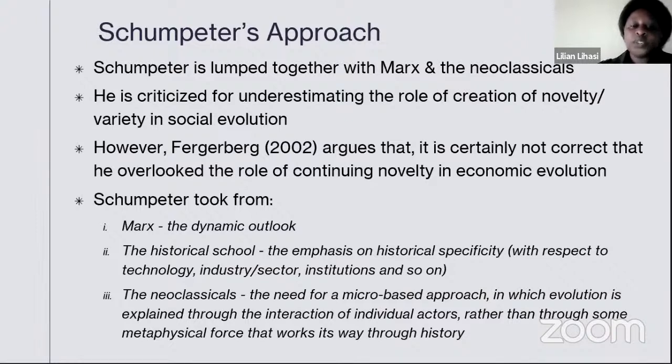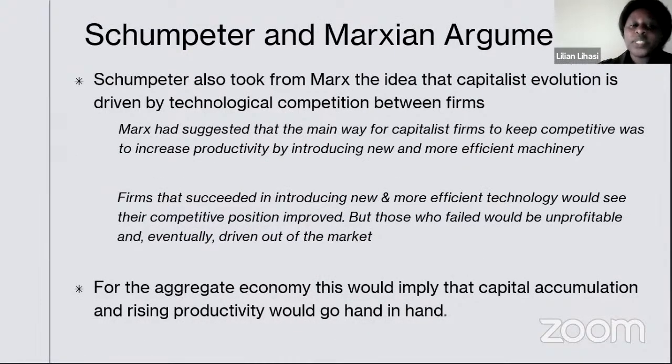You find that Schumpeter took from Marx. He also learned from the historical school and from the neoclassicals. Being from neoclassical, he was able to learn from them and was able to build his theory, learning from the others. Schumpeter also took from Marx the idea of capitalism that is driven by technological competition between firms.